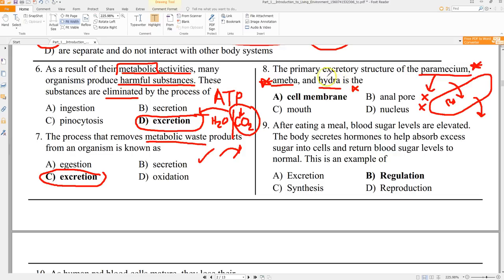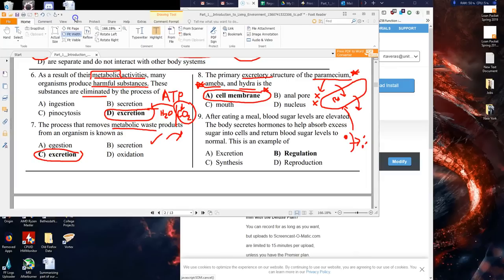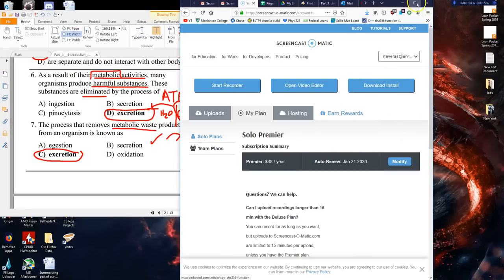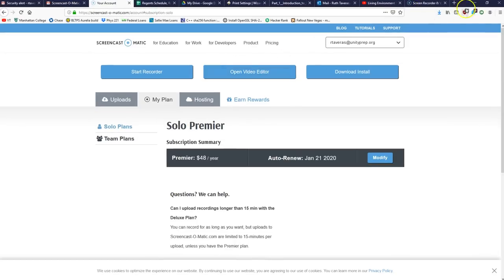So how do they excrete the toxic waste that they produce? They excrete it through the cell membrane. The cell membrane is the outermost layer of the cell, which allows molecules to go in and out of the cell. So that's how one-celled organisms excrete.